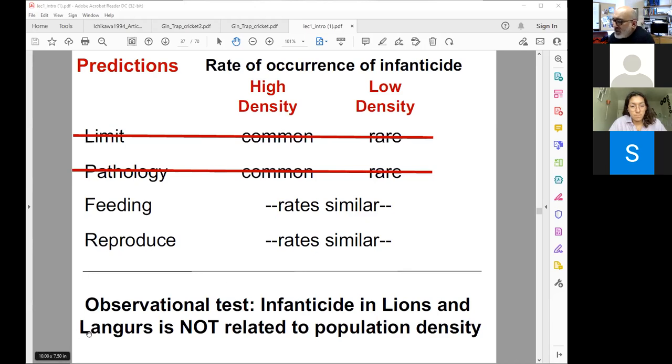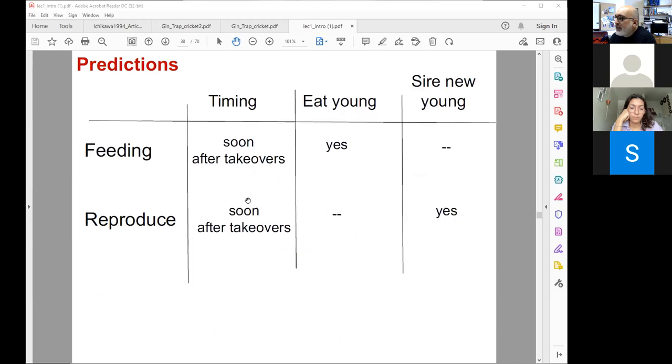And of course, I mentioned the langurs here. The langurs were those monkeys that also have a similar social system as lions, and where males also engage in infanticide in a similar way.